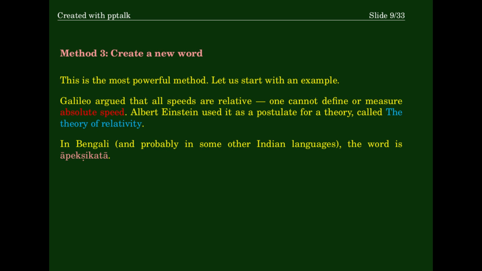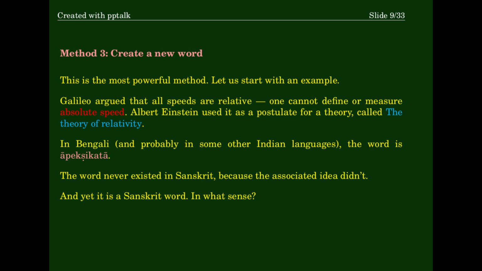Now, how would you translate relativity? In Bengali, and probably in some other Indian languages as well, the word is apekshikata. This word never existed in Sanskrit because the associated idea didn't exist. There was no need for the word, and yet it is a Sanskrit word. That's what I mean by creating a Sanskrit word. So why is it a Sanskrit word?